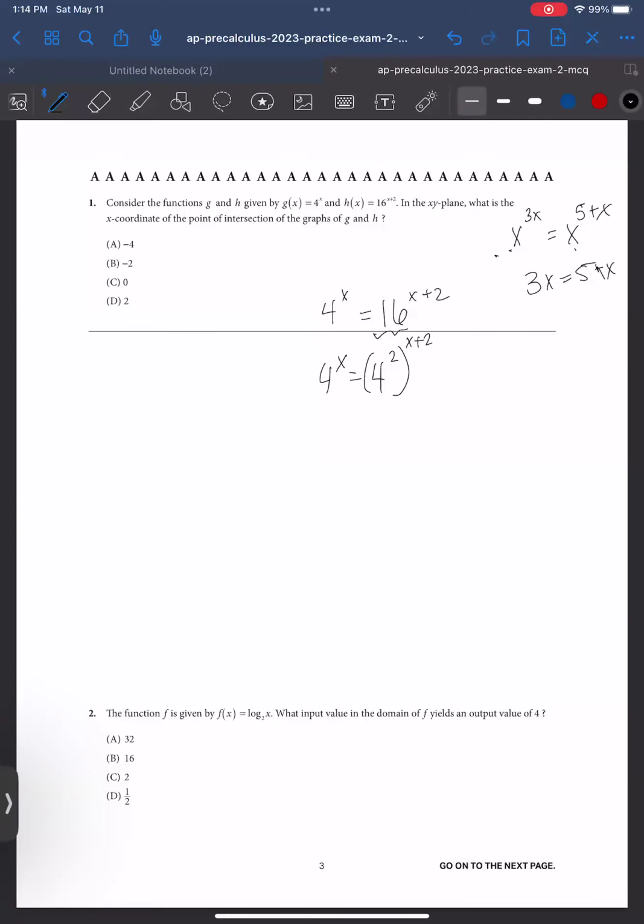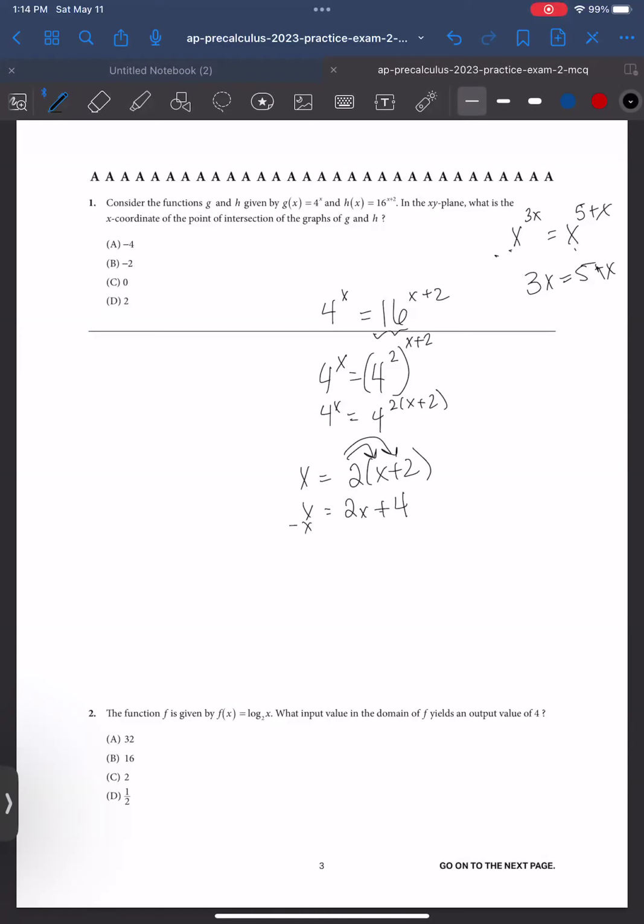Multiply. So I have 4 to the x equals 4 to the 2 times x plus 2. I'm not going to distribute it just yet because now I have the same base. Now I can just say x equals 2(x plus 2). And then I'm going to go ahead and solve. So now I'm going to distribute, and that's 2x plus 4.